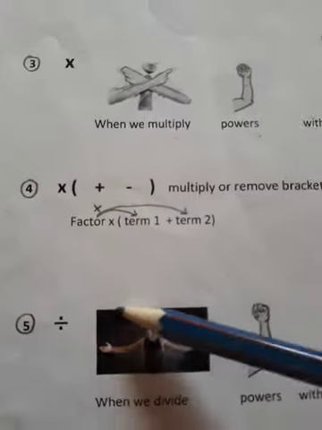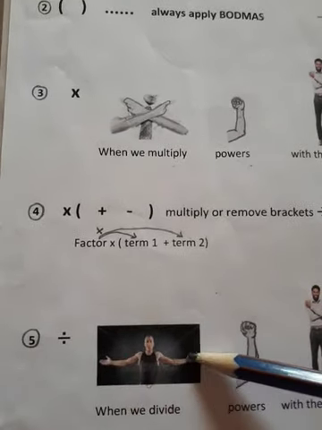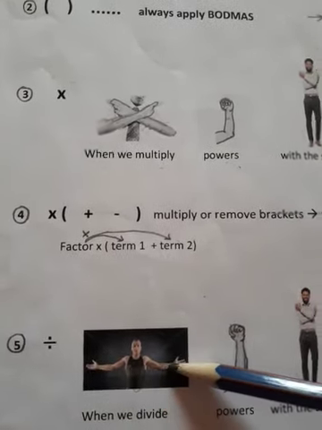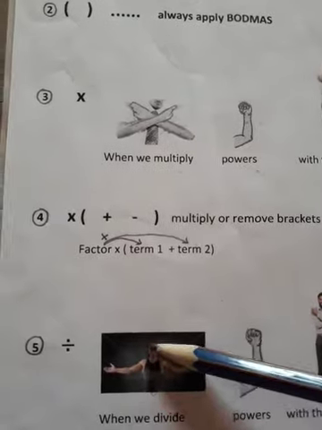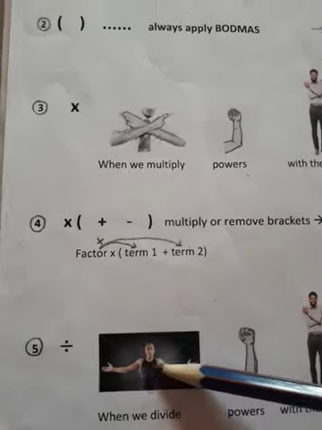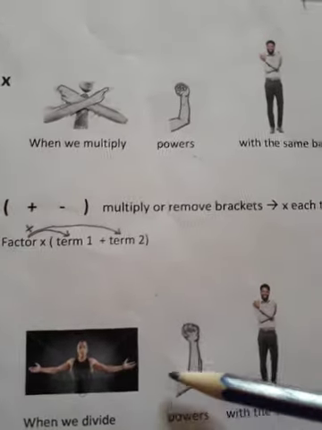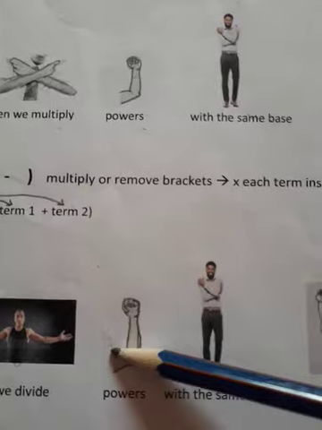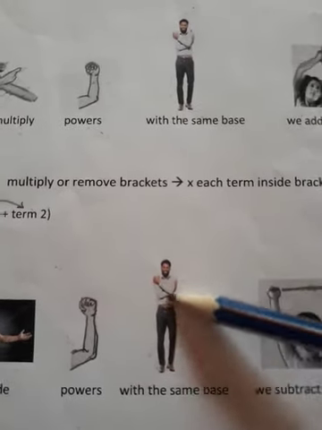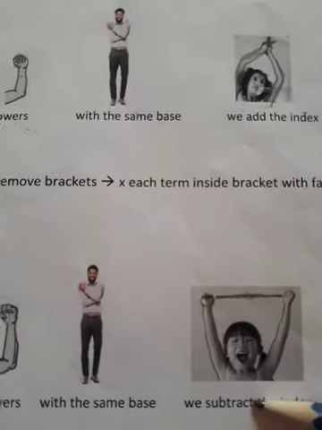The second one is the division law. Okay, we will move it in the following way. When we divide, so you will expand your arms, so this gives you the division line. Then your head is one dot, and at your tummy you've got a second dot. So this represents the division. When we divide powers, we raise our fist again. With the same base, we show to our body again. Okay, we subtract the index.